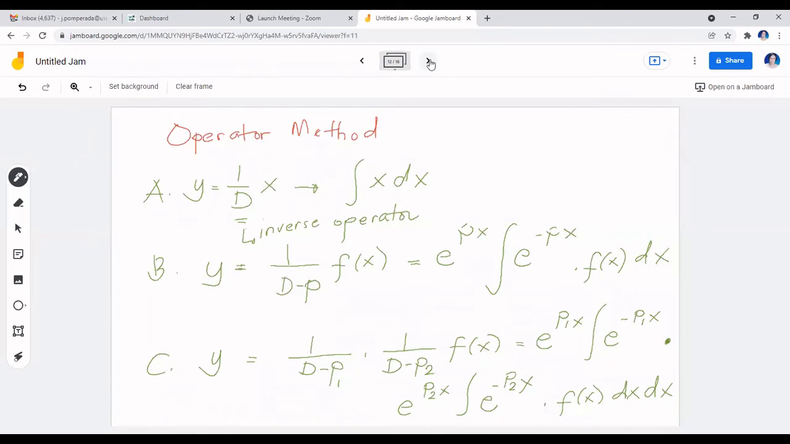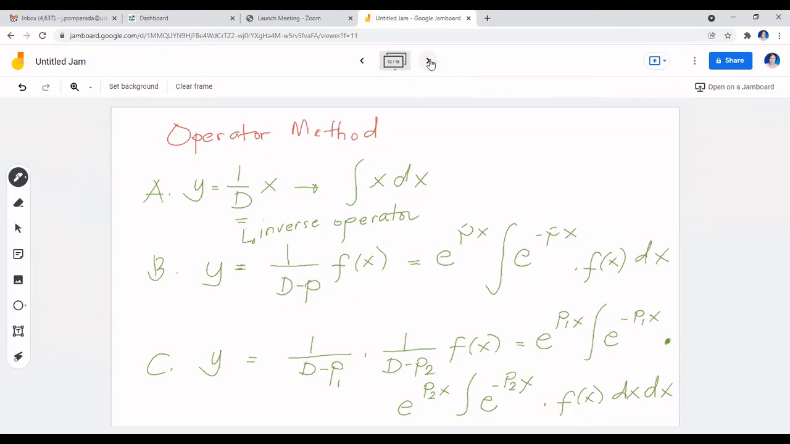The only limitation for this operator method, aside from that the characteristic equation should have real roots, is that if the one who's using the method does not fully know how to integrate or is not that good in integrating, especially integration by parts. So if you don't like doing integration by parts, I don't suggest this method to you. Okay? And most of the time, you do integration by parts using this method.